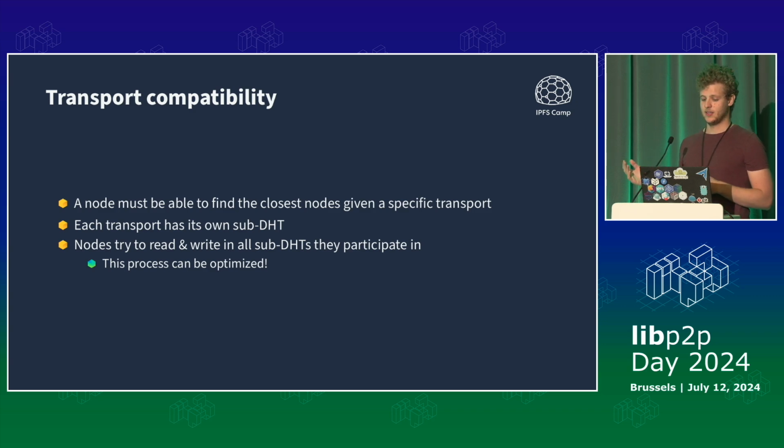So it means that effectively each transport would have a sub-DHT. So there would be a sub-DHT swarm of peers that are running exactly the same transport. And nodes would participate in so many sub-DHTs. So if you support IP4, IP6, QUIC, TCP, you will then participate in all the combinations of those sub-DHTs, and you will try to write and read from and to all of these.